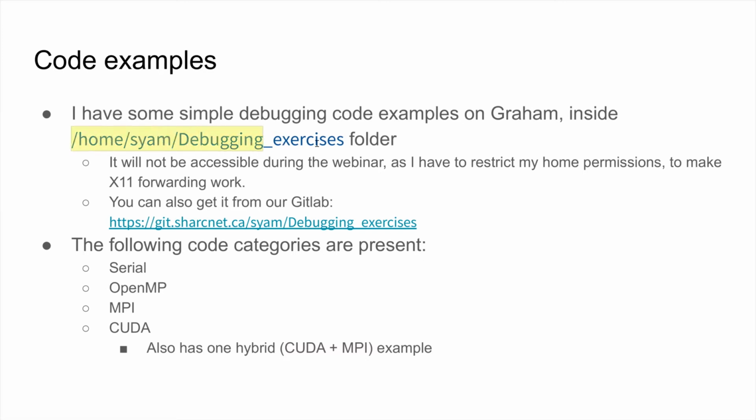So I had to disable for now, but I will re-enable after this presentation. Or you can just download from our repository, debugging exercises. There are a few folders there. I don't think I'll have time to go through all the examples, just some highlights. So I have a few very simple serial buggy code examples: OpenMP, MPI, CUDA, and CUDA also includes one hybrid, for the heck of it, a CUDA plus MPI example.